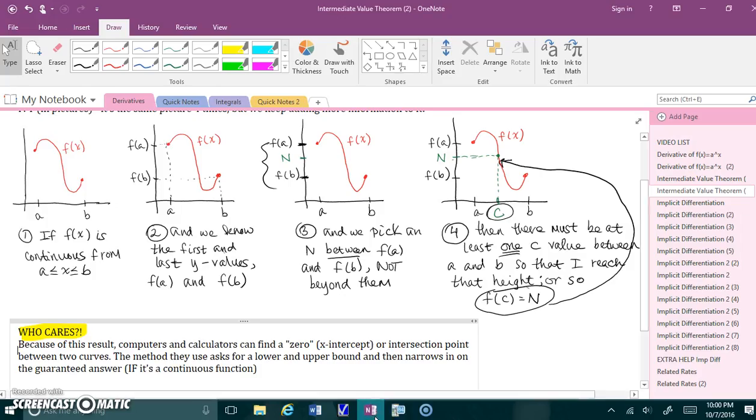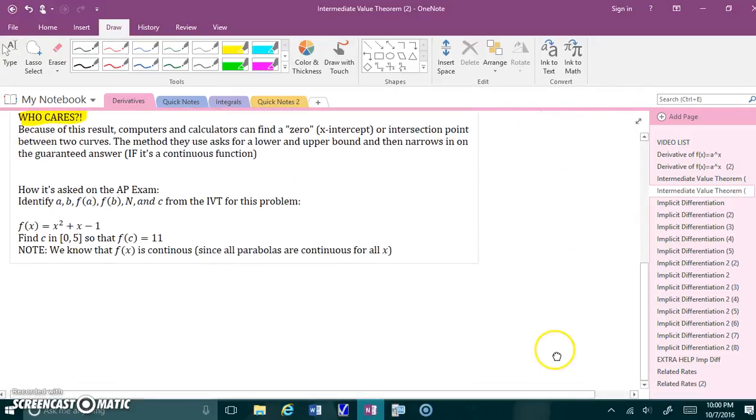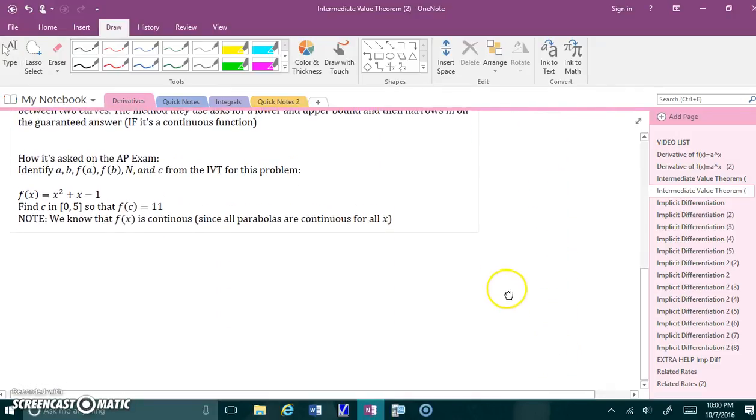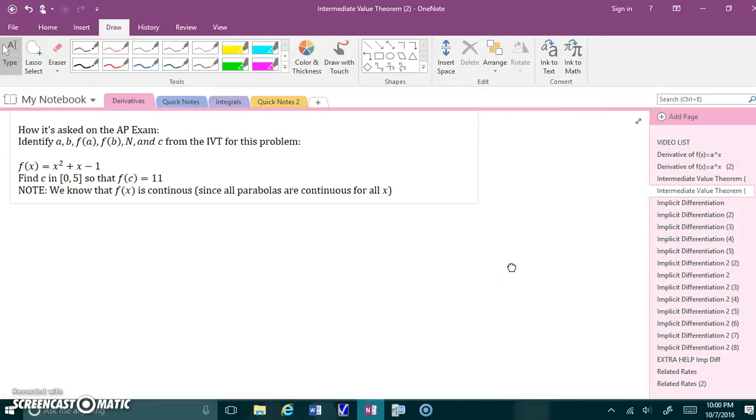So let's talk about how this would be worded on an AP exam and what kinds of math skills you would need. So right here, I want you to identify A, B, f of A, f of B, n, and c for this IVT problem. Now realize that A and B are x values, f of A, f of B, and n are all y values, and c is an x value. It's easy to get that mixed up here.